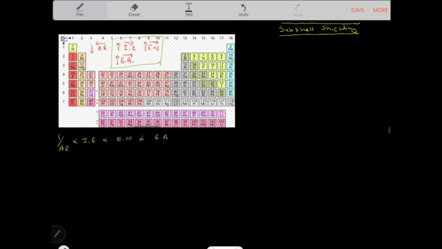And one reason these exceptions exist is that even if you're in the same shell level, the valence shell, you can still change the separation distance from the nucleus because you can move to a different subshell.